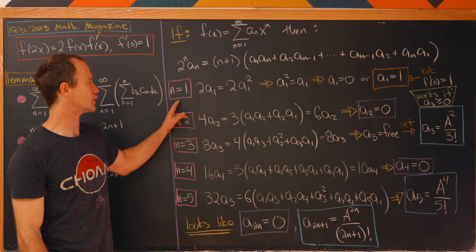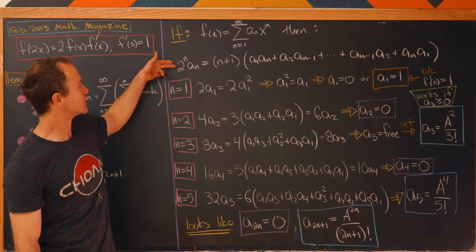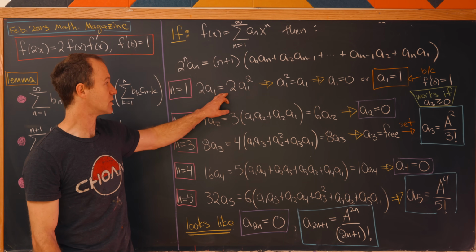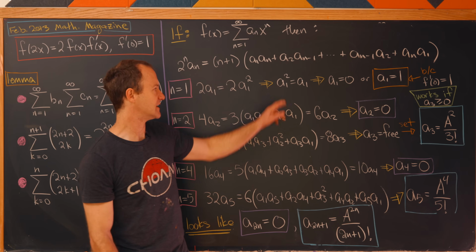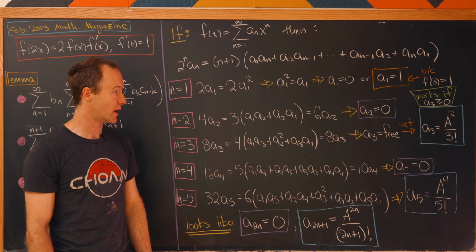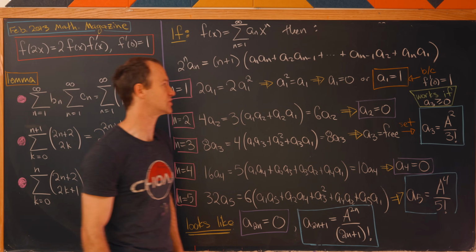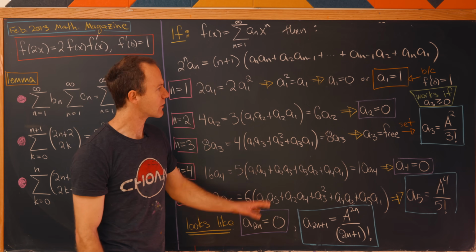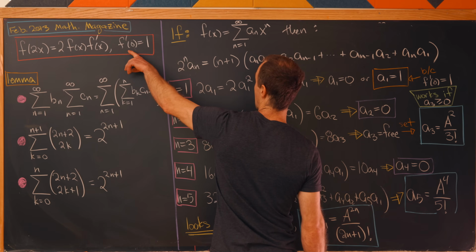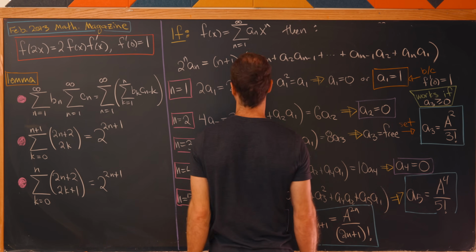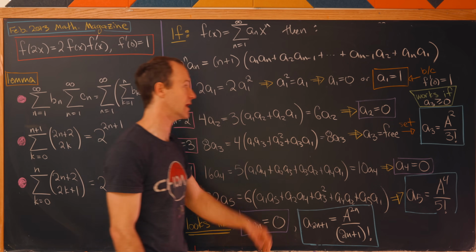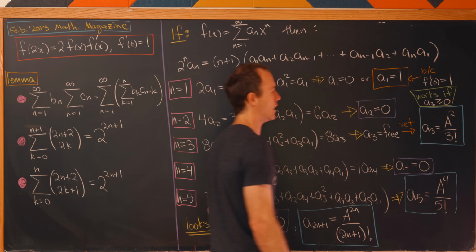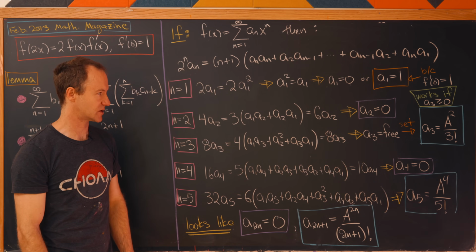So let's look at the n equals 1 case. In the n equals 1 case, this recursion simplifies to 2a1 equals 2a1 squared, which obviously implies that a1 squared is a1, but that has exactly two solutions. a1 is 0 or a1 is 1. But remember, we assumed that f prime of 0 was 1 and f prime of 0 is exactly a1, so that means we have to take a1 equals 1 as the value for this coefficient.